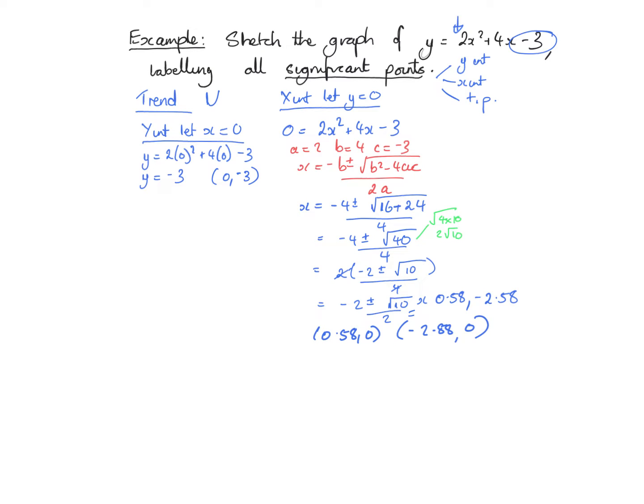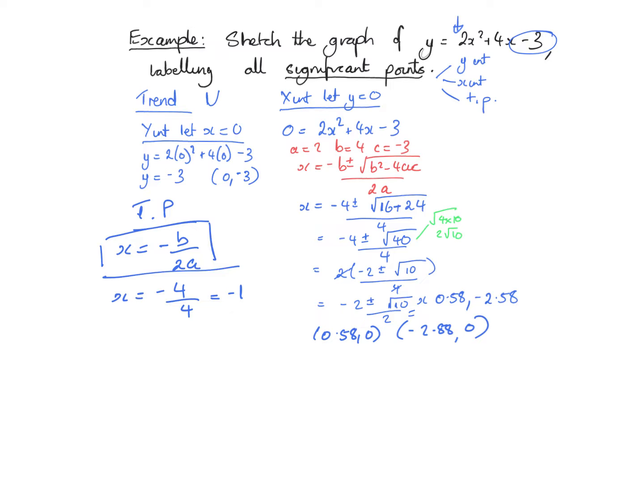Now the last thing that I need to find is my turning point. Remember we talked about the fact that your turning point was slap bang in the middle of your x-intercepts, but we also talked about at one stage that to find the turning point you can use this rule, x equals minus b on 2a. That will give me my x value. So here x would be equal to minus b, which was minus 4, over 2a, which is 2 times 2, is 4, so that gives me a negative 1.